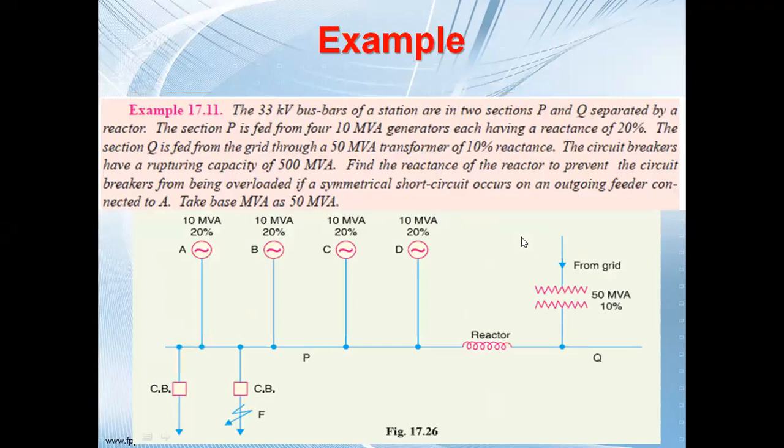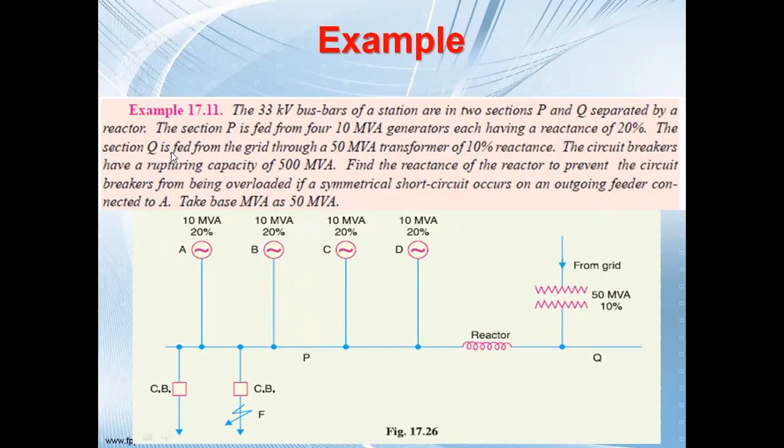Next, you see a 33 kV bus bar of a station in two sections, P and Q, separated by a reactor. The section P is fed from 4 10 MVA generators, each having reactance of 20%. So there are basically 4 generators, all capacities are 10 MVA, and their percentage reactance value is 20%. Now it is feeding to a common bus bar.